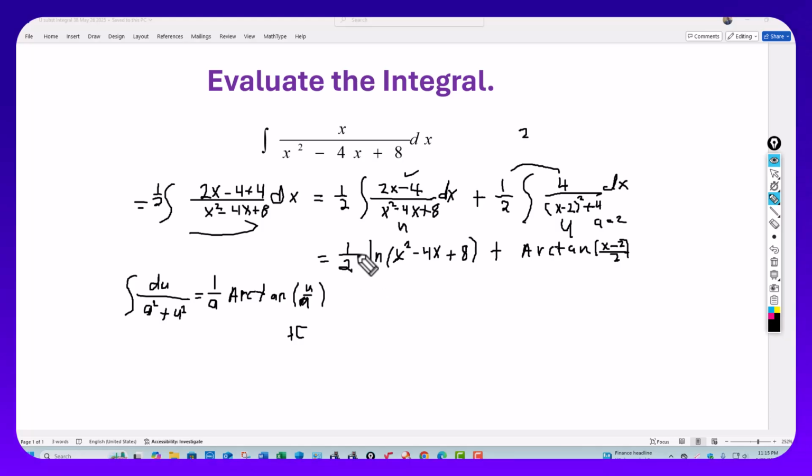So again, final answer here is 1/2 natural log. Again, absolute values are not needed here. x squared minus 4x plus 8, plus arctangent of (x minus 2) over 2, plus the constant of integration. And this is your final answer.